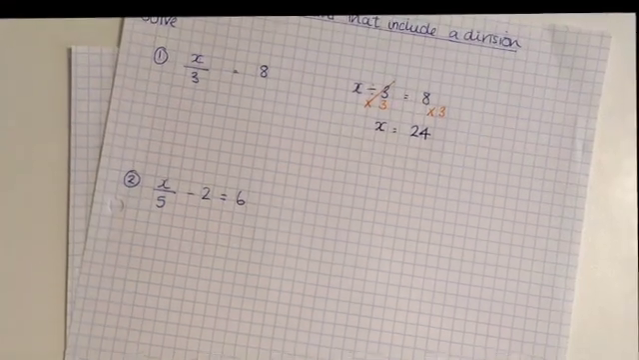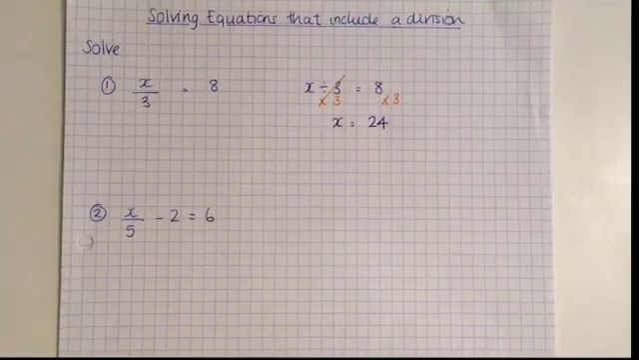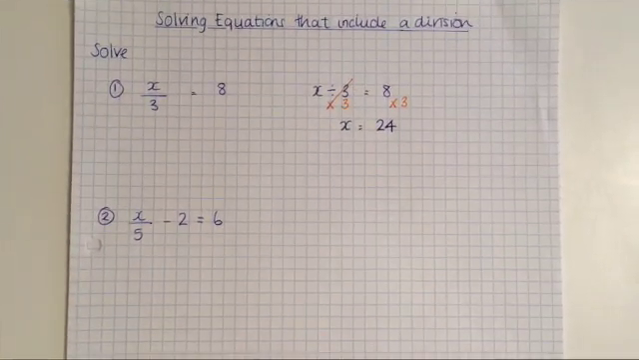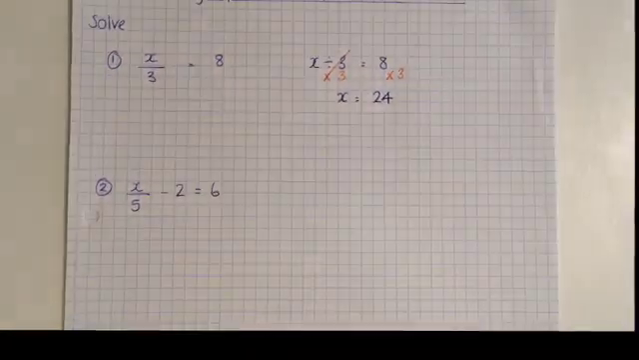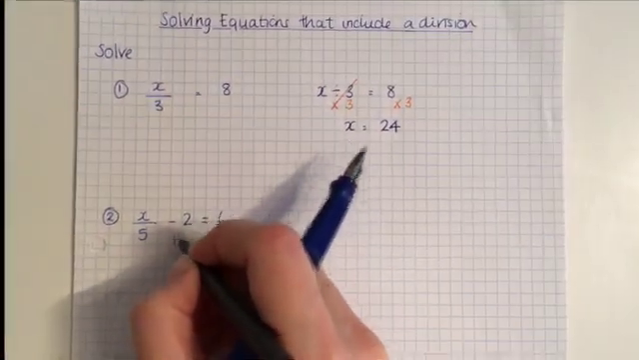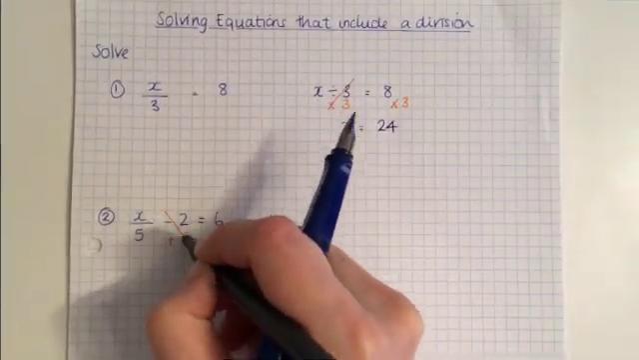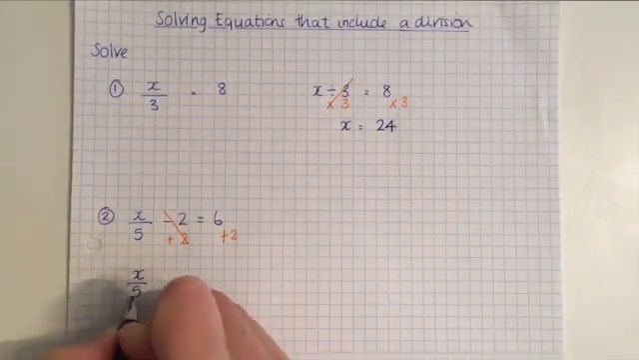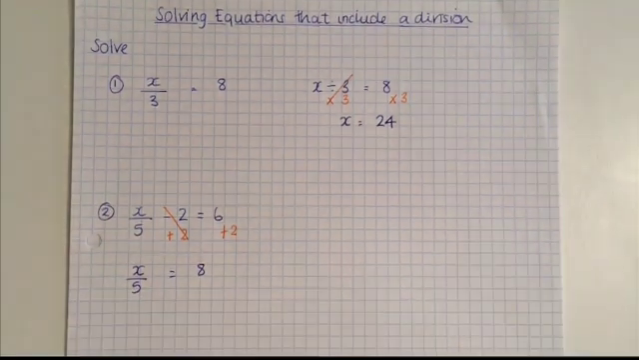Now let's have a look at the next one. Number 2, we've got x divided by 5, take away 2 equals 6. As on the other questions that we did last week, we're going to get rid of the take away 2 first. So I'm going to add 2 to each side so that they balance, and this part will disappear, okay? And what I'm left with is x over 5 on this side equals 6 plus 2, which is 8, okay?